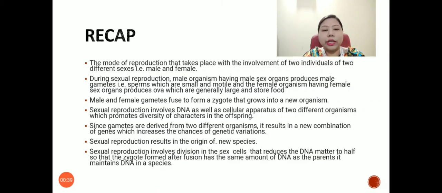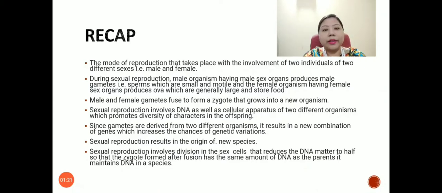So sexual reproduction is a mode of reproduction in which two partners are required, or two parents, or two individual organisms are required, and the individual organisms should have different sex, that is male and female. During sexual reproduction, the male organisms have male organs, and the male organs produce the male gamete, which is called sperm, which is small and has a head and a tail so that the sperm can move towards the female gametes.